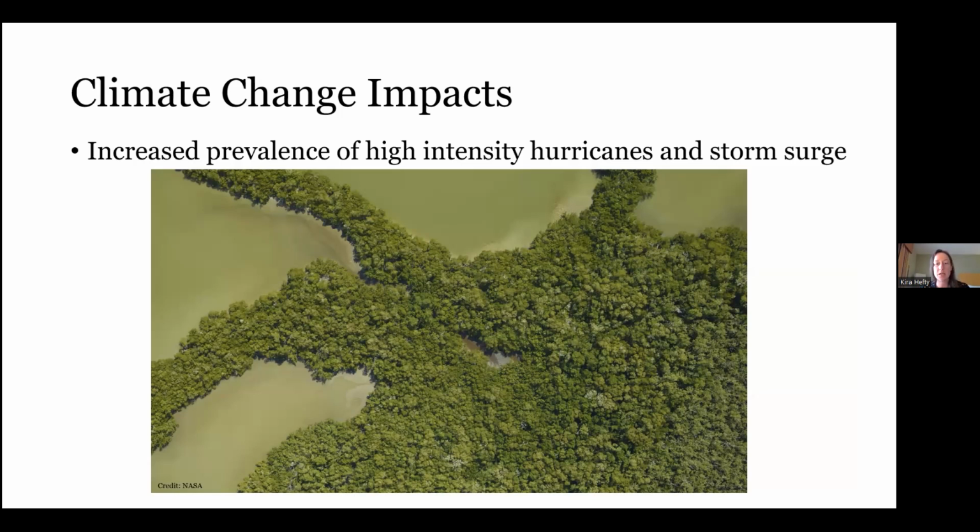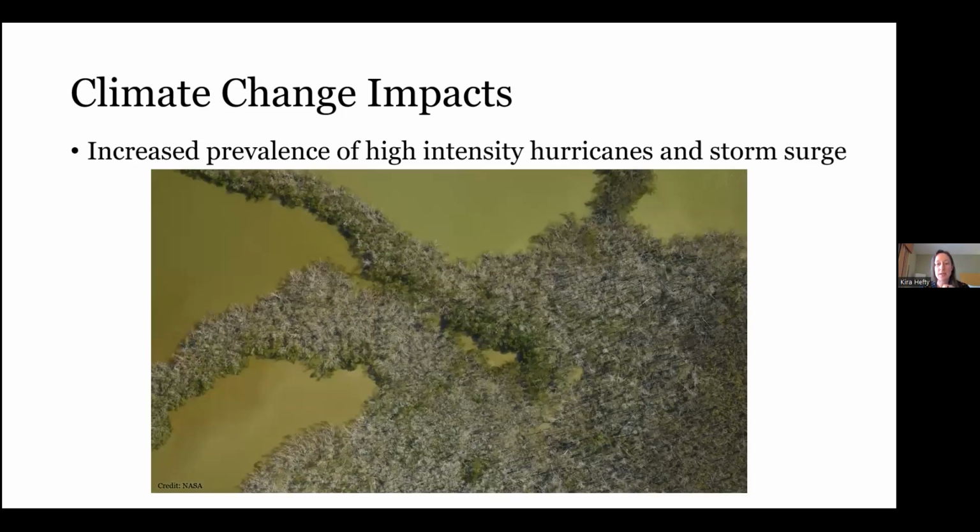So this is an aerial image of a tree island in 2017 prior to Hurricane Irma, which occurred in September. And this is that same tree island just following Hurricane Irma. So this is all damage from the hurricane associated with storm surge, as well as very high winds. The eye of the hurricane came very close to this part of the Everglades. And so there are direct impacts from these storms.